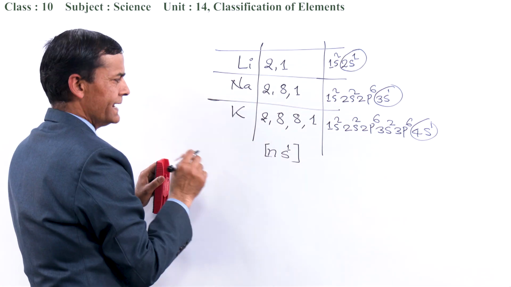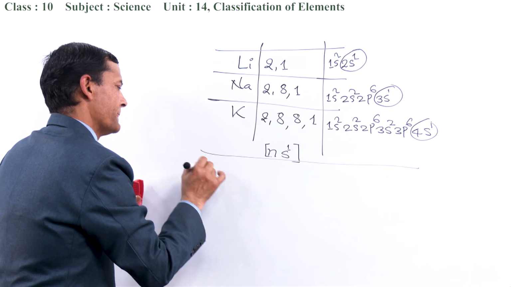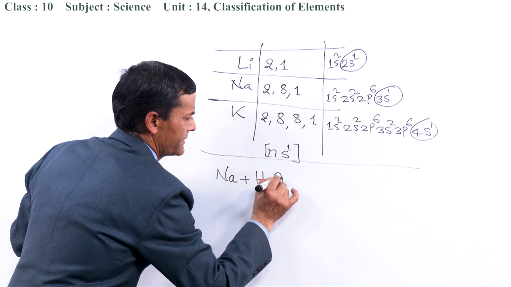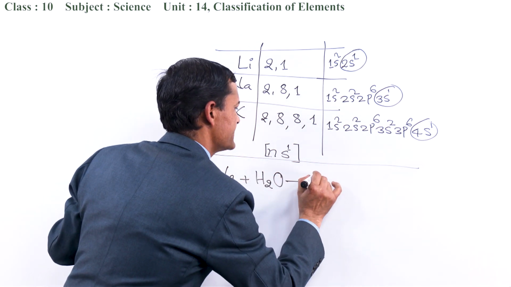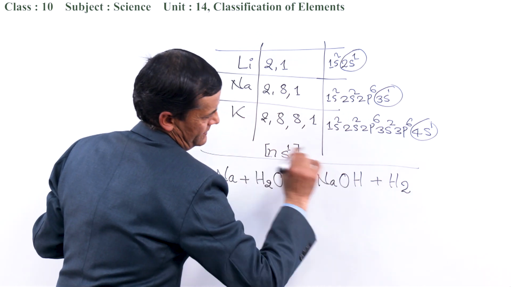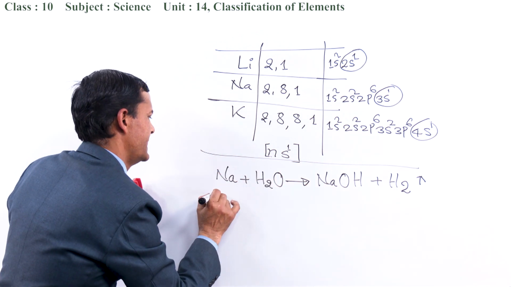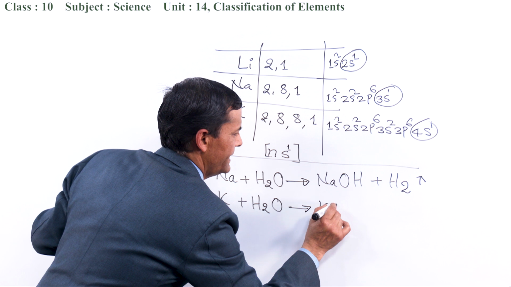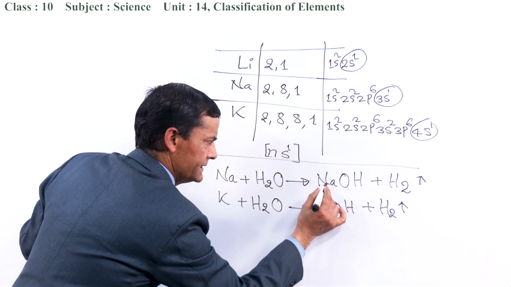Alkali metals. And why are they called alkali? Do you know that? Look at here. Sodium, when it reacts with water, what happens? Yes, it gives NaOH plus H2. Look at it, hydrogen gas is released. NaOH means sodium hydroxide. Similarly, K plus H2O, what happens? KOH plus H2. Look at it.